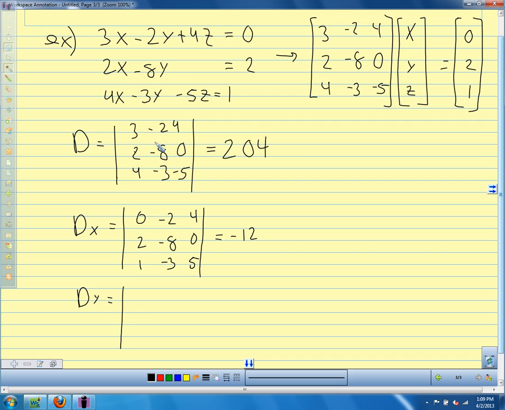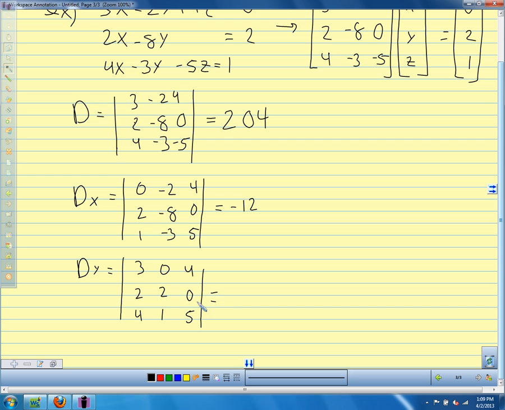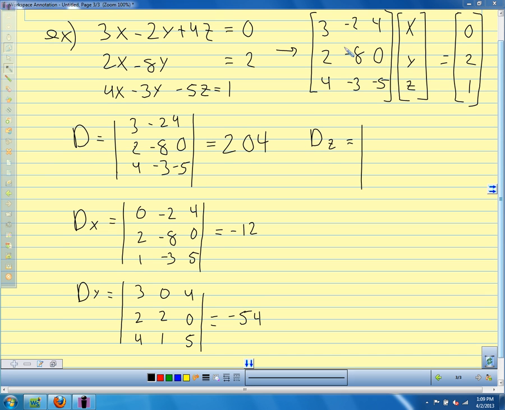D sub y, I'm going to replace the second column with the constants. So I get 3, 2, 4, 0, 2, 1, 4, 0, 5. Calculator will find the determinant of a 3 by 3 matrix. When I plug that in my calculator, I get negative 54. And then I have a third variable, I have z. So I'm going to replace the third column of this matrix with the constants.